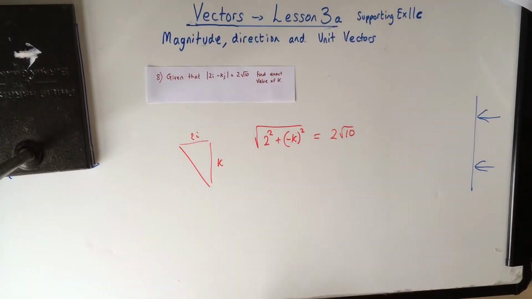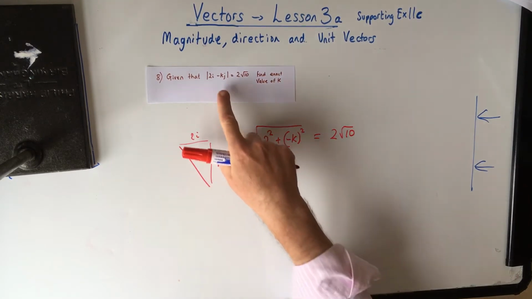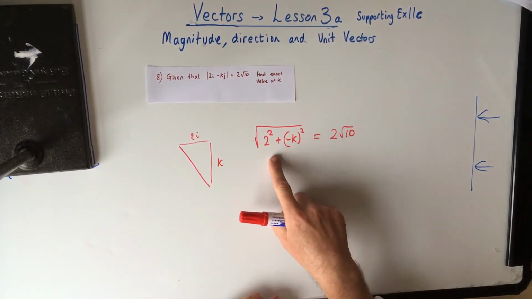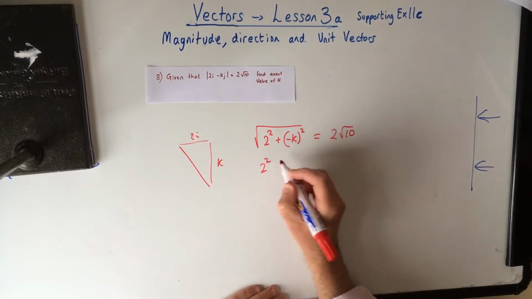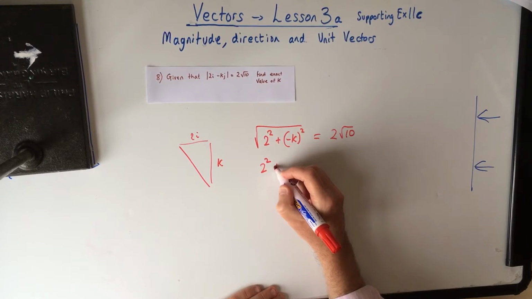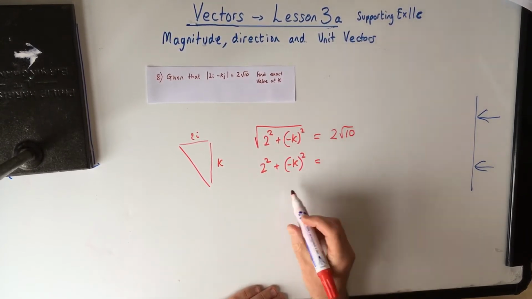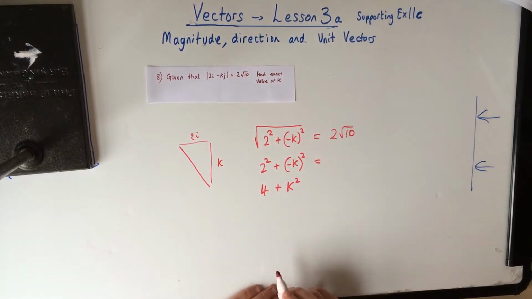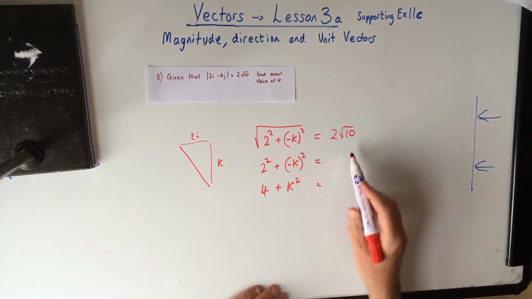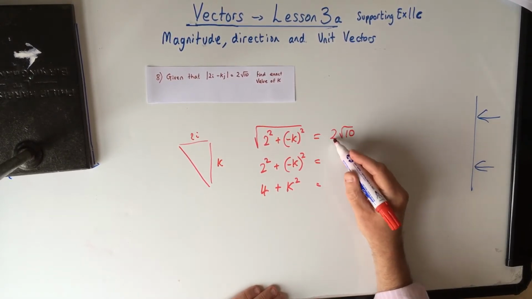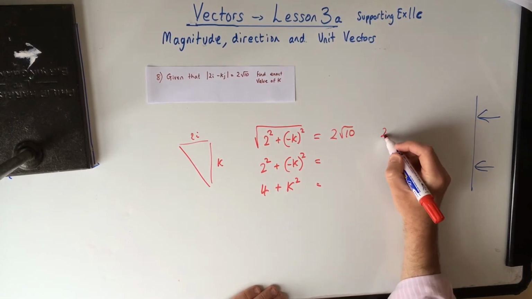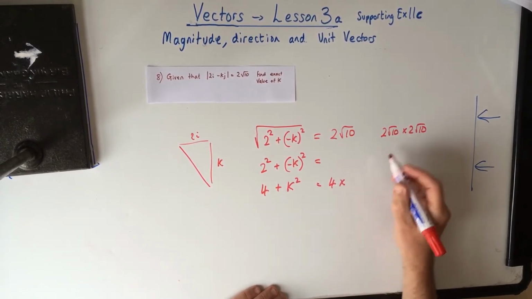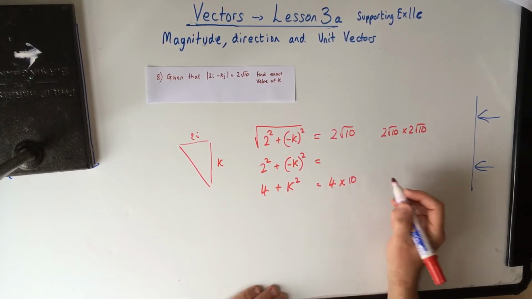So the magnitude, the length of it, which we find by using Pythagoras, is equal to 2 root 10. If we square both sides of this equation, we unlock what's underneath here. We get 2 squared plus minus k squared on this side, and that is 4, plus minus k times minus k, which is plus k squared. So squaring this side, we get 4 plus k squared. Squaring this side, 2 root 10 times 2 root 10 is 2 times 2, which is 4, times root 10 times root 10, which is 10, so the whole thing is 40.